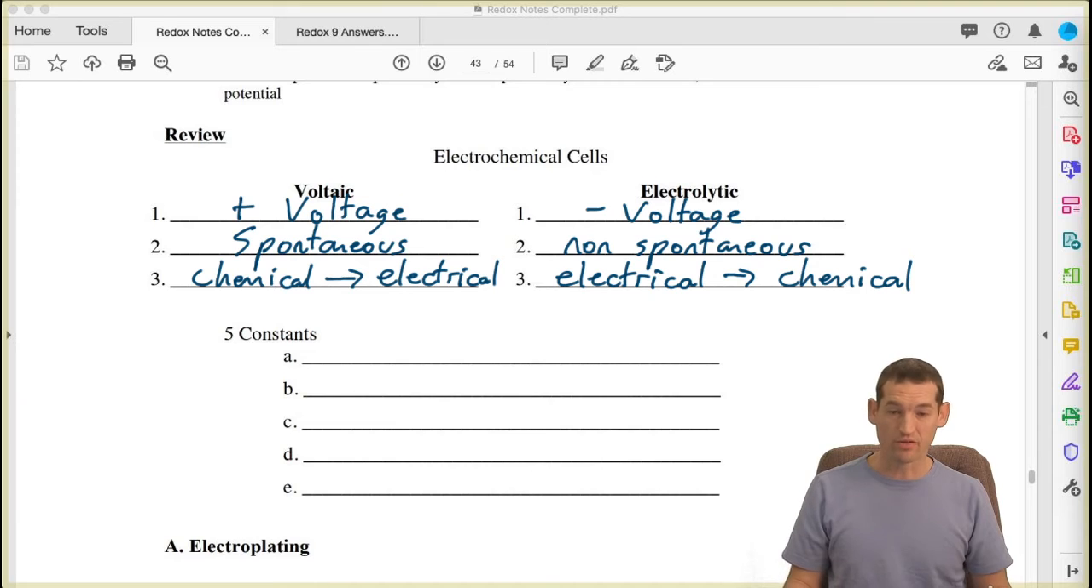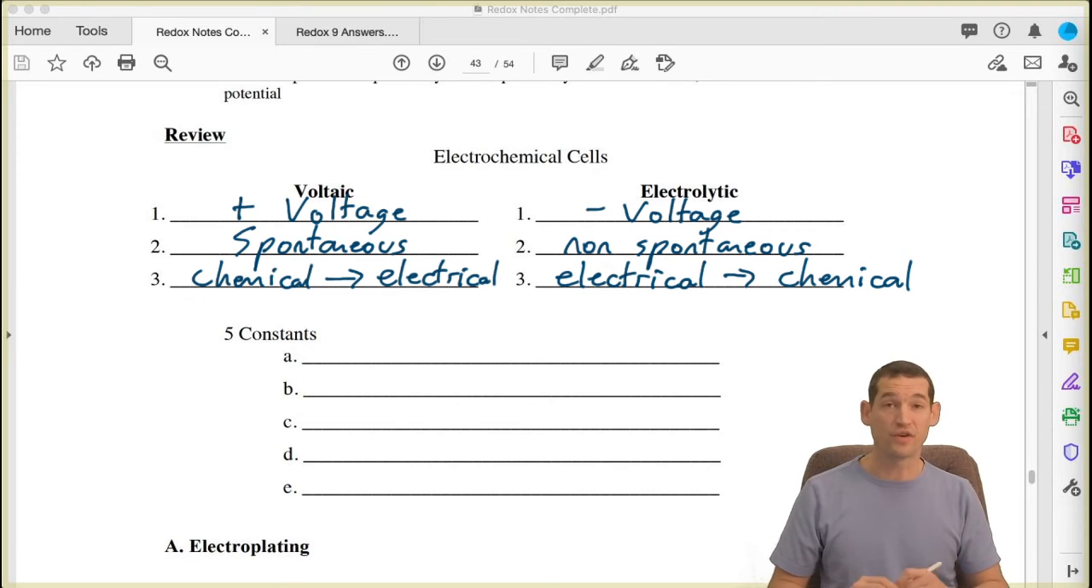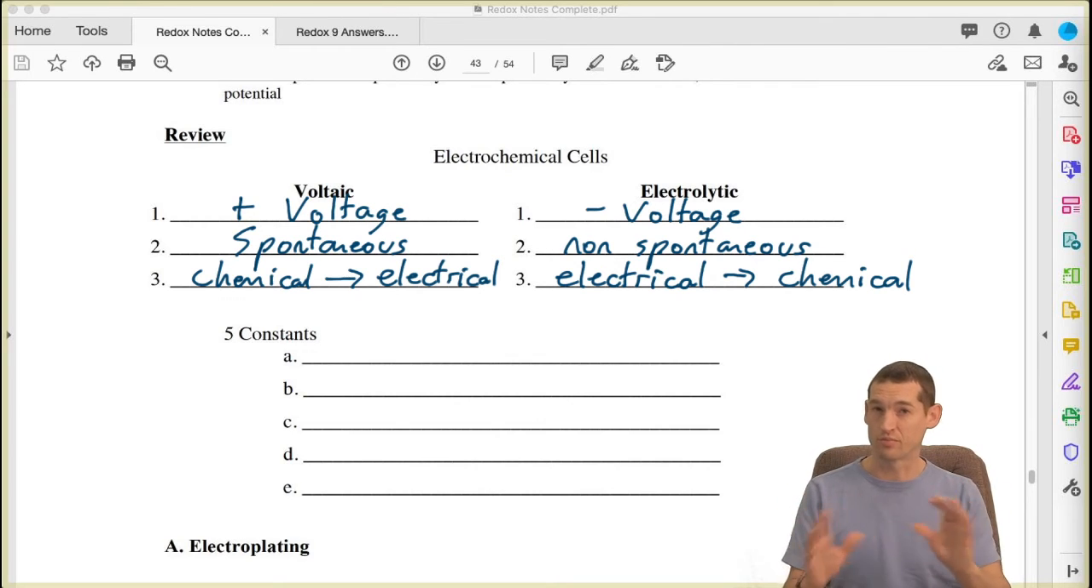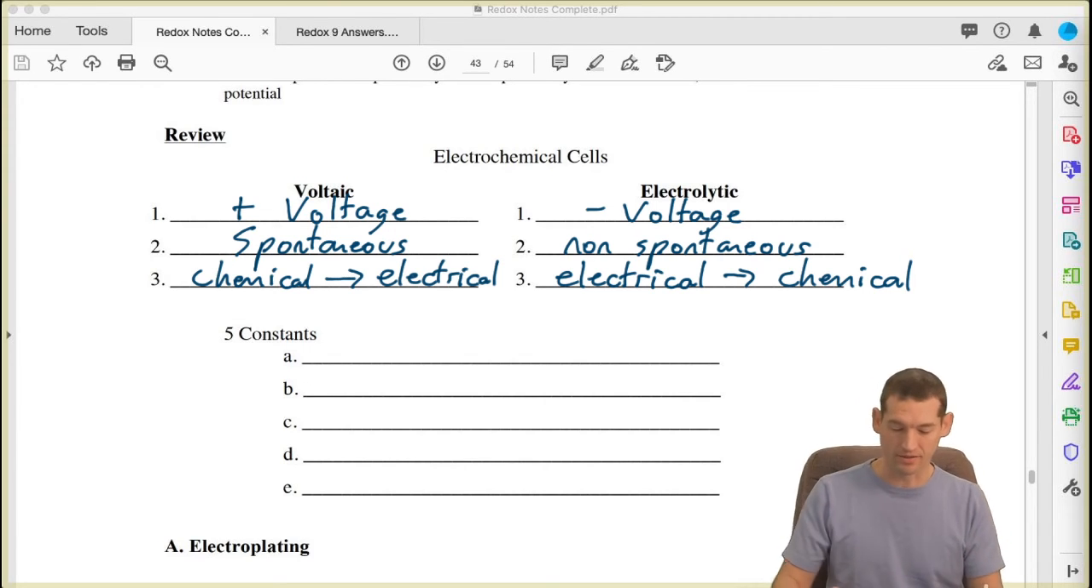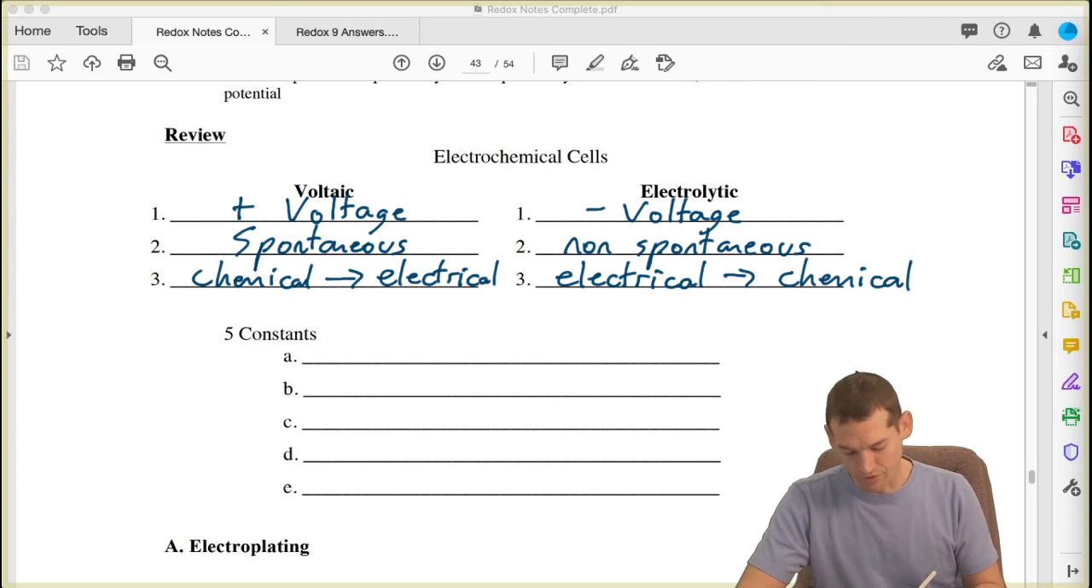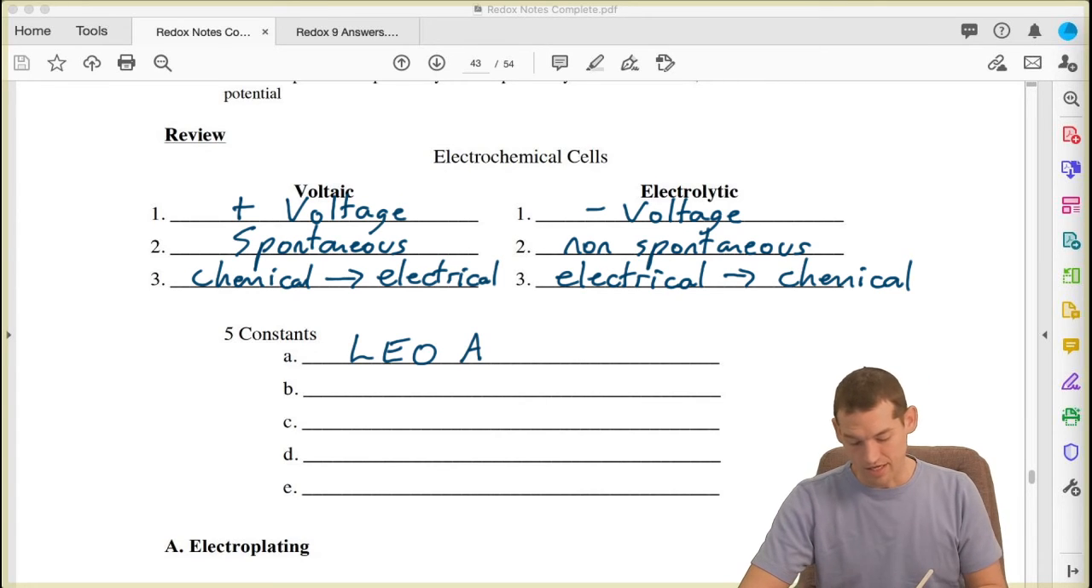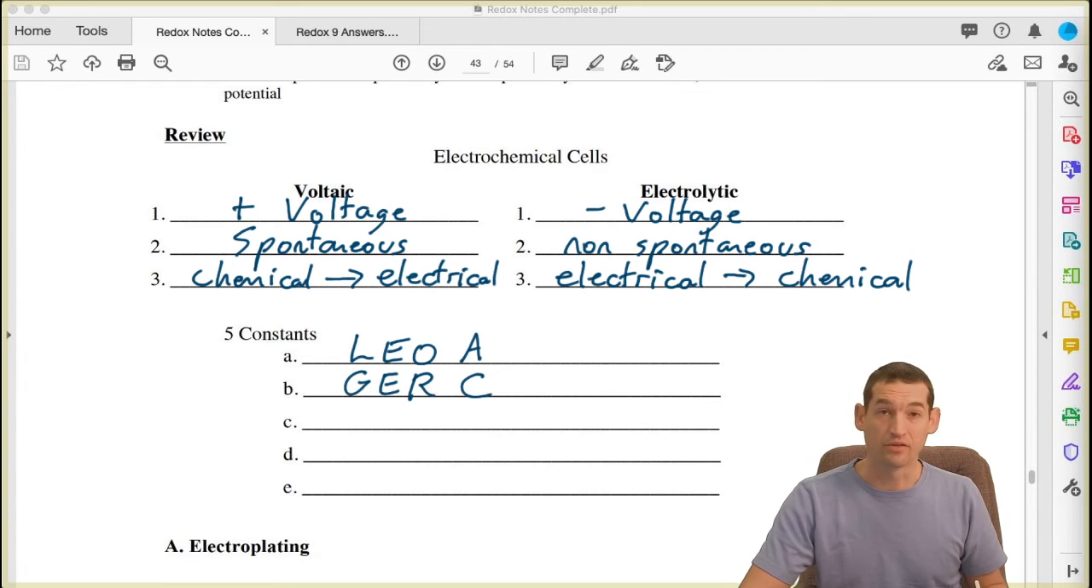At the bottom here, though, these are the 5 constants. These are the 5 things that always apply to every single electrochemical cell. Now remember, electrochemical is the broad term, not electrolytic. Don't get those confused. These 5 constants apply to everything. So the first one is that if it lost electrons, that was oxidized, and that's happening at the anode, right? If it gained electrons, it was being reduced, and it's happening at the cathode.